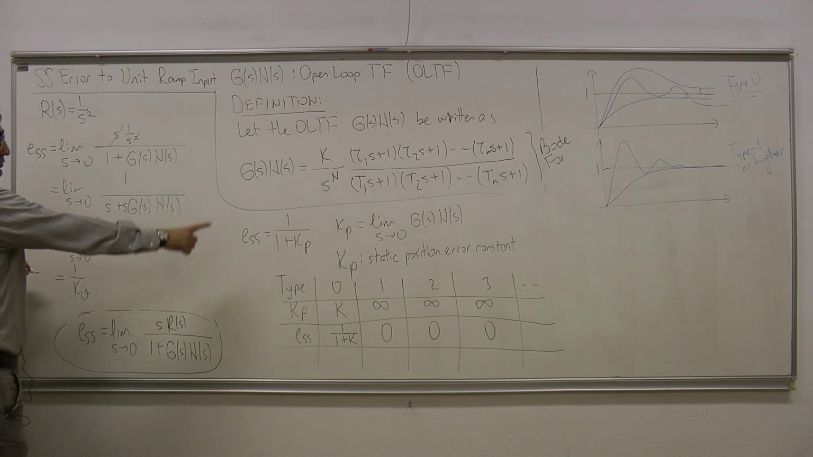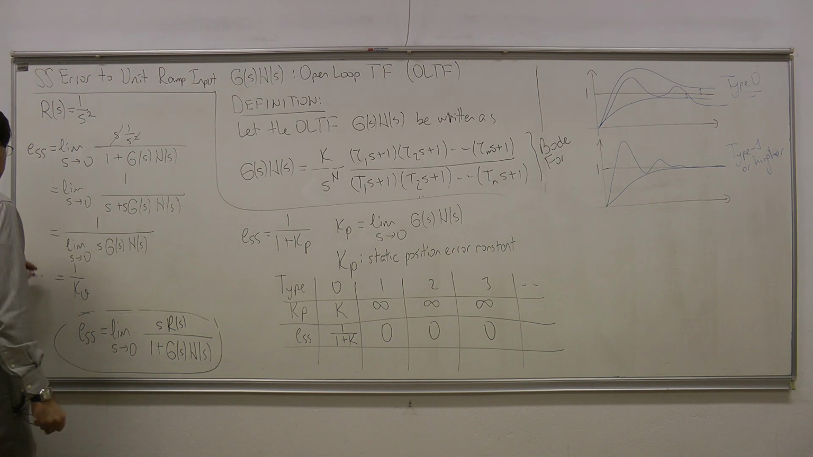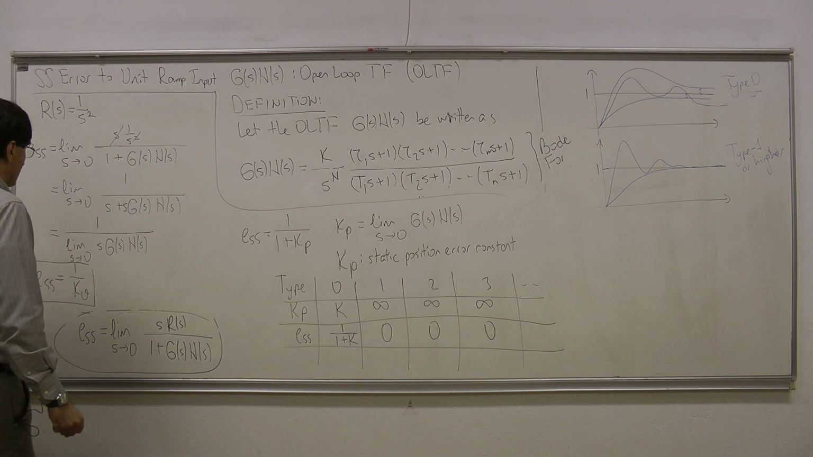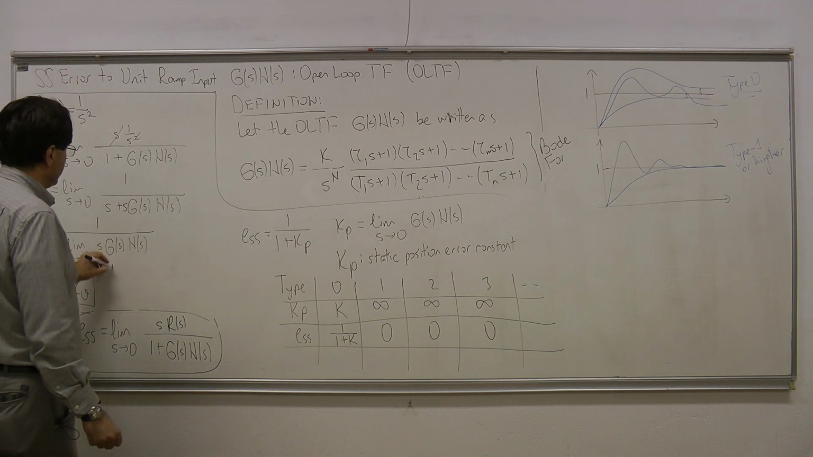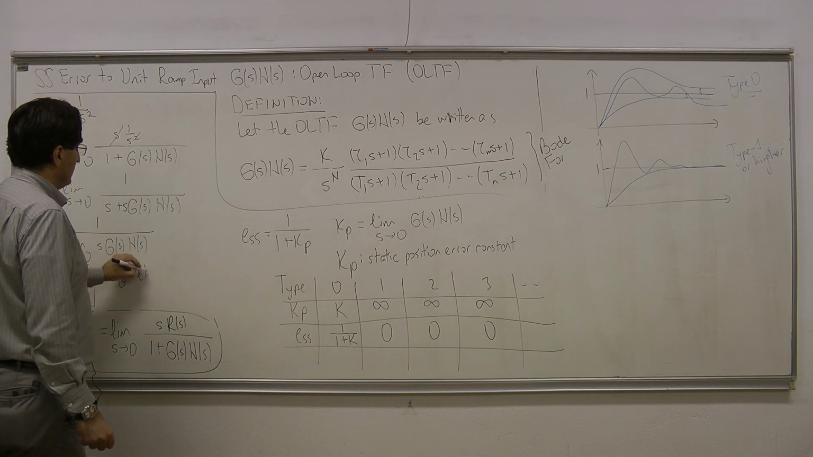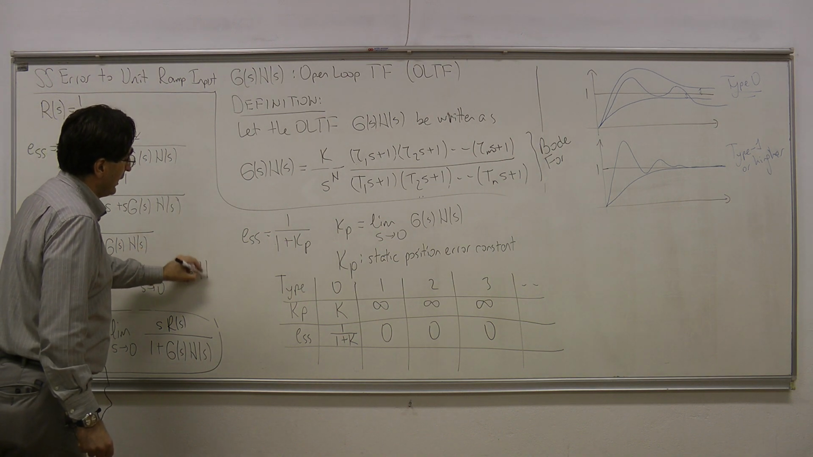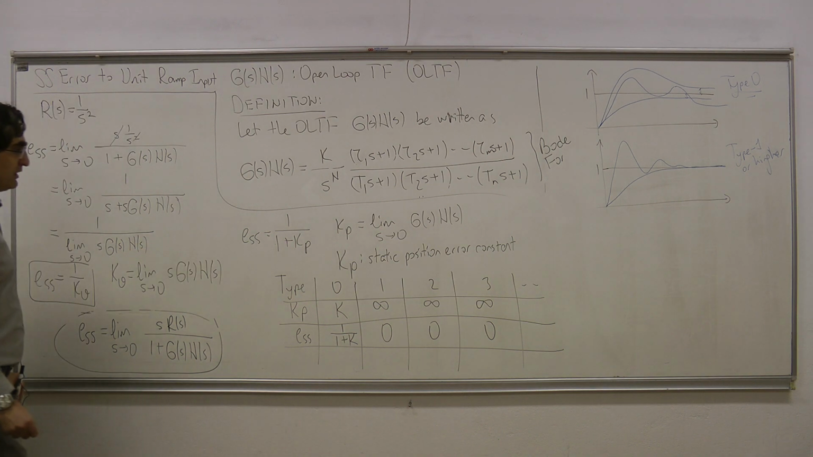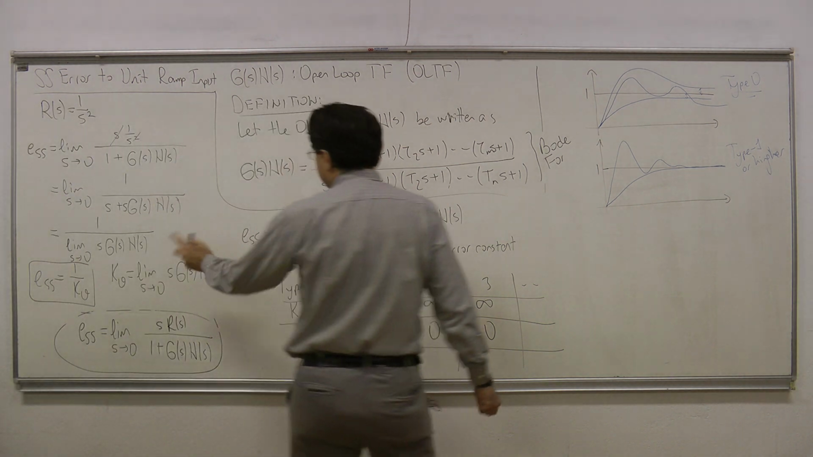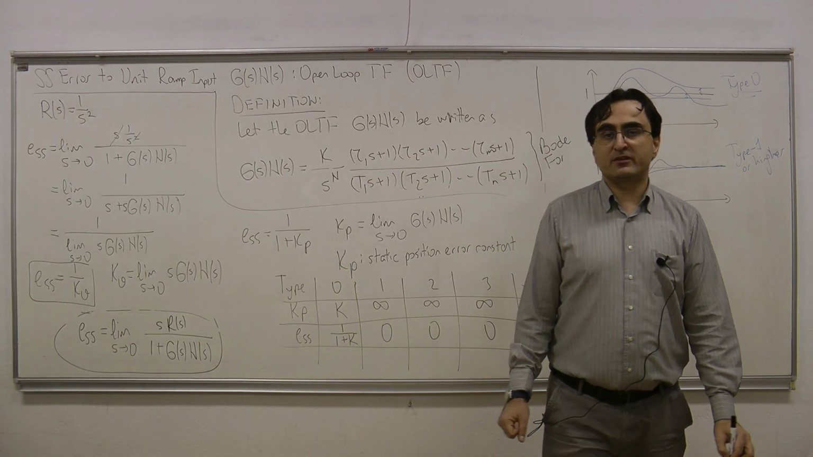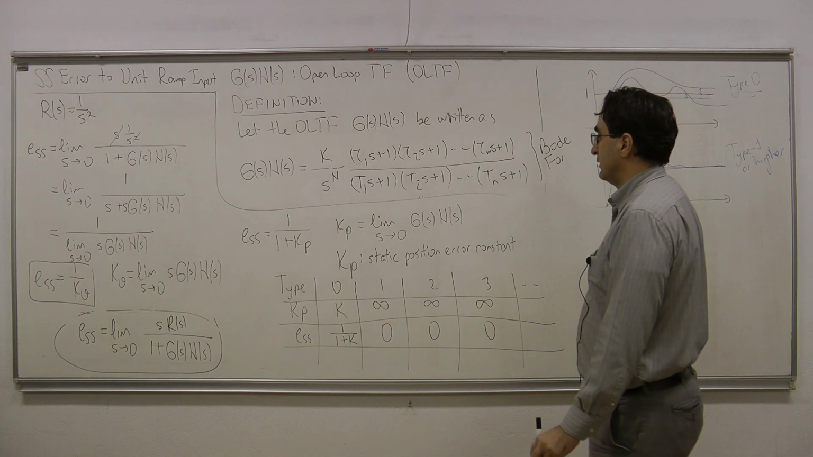Okay? The earlier one was called kp, and this is called kV. All right? And the steady state error to unit ramp is going to be 1 over kV, and here kV is equal to limit as s goes to 0, s g of s, h of s. All right? And this constant has also a specific name in the control literature.